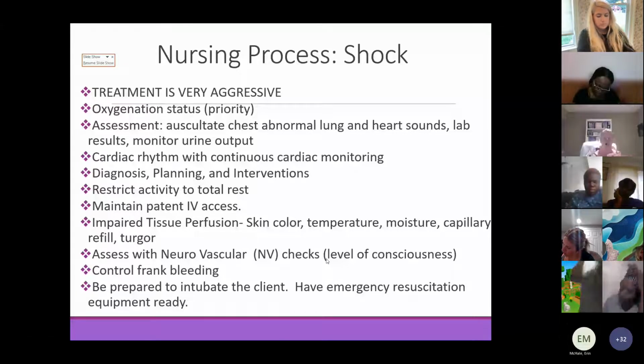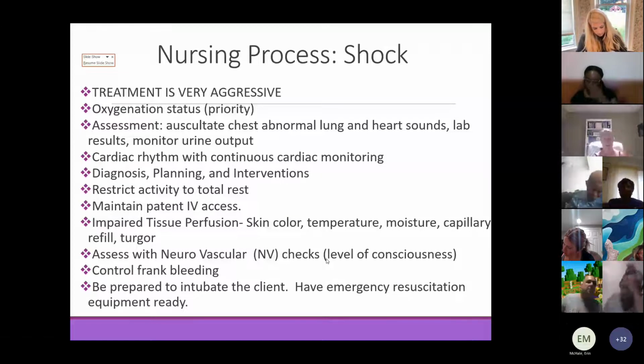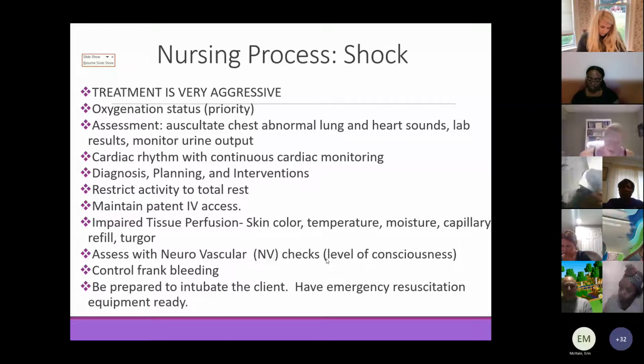They're probably going to be on a continuous cardiac monitor because we're worried about the cardiac status. These patients need to have total rest. This takes a lot out of their body. There's a lot of things going on in their body. So we want to put them on bed rest and restrict their activity to a very low minimum. We want to make sure that they have a patent IV, probably a 20, because we have to prepare for blood transfusions and high amounts of fluid.